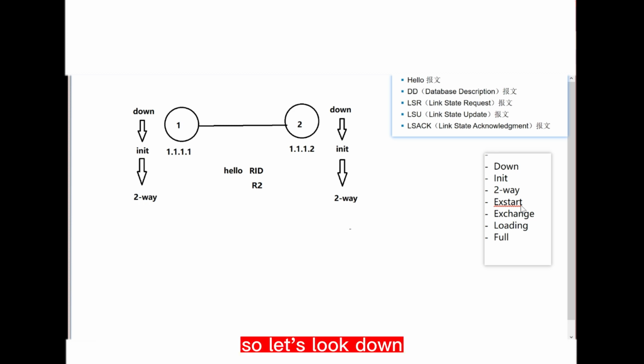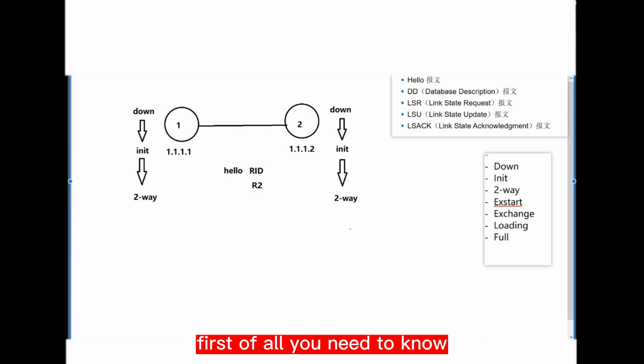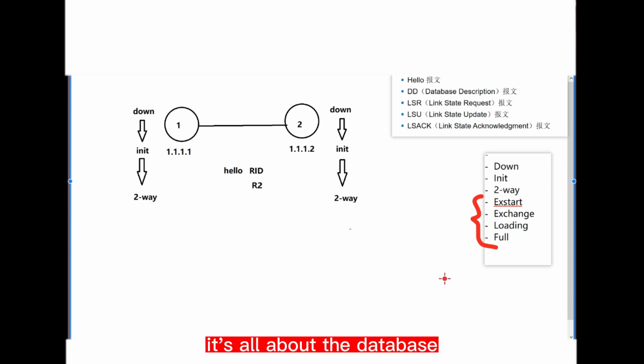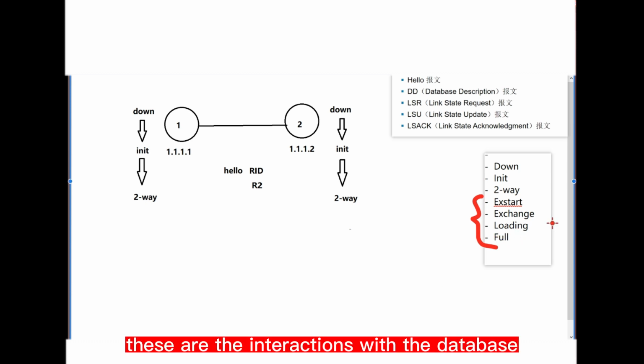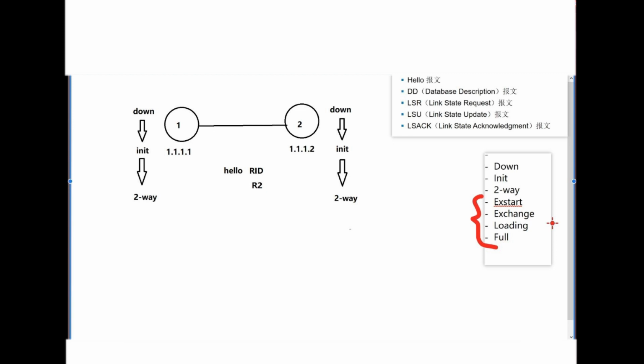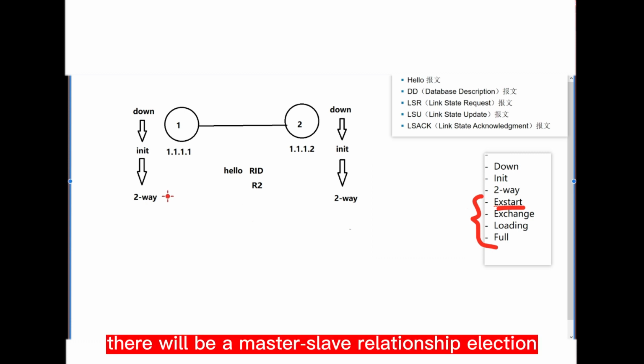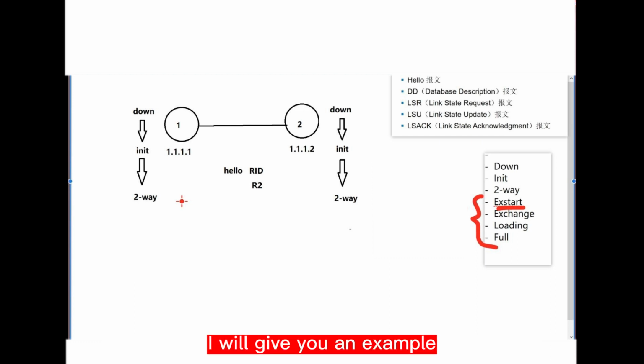So let's look down. The next state is called xstart. First of all, you need to know that the states below this are all about the database. That is, these are the interactions with the database. About the xstart state, you will learn in NP that there will be a master-slave relationship election. So what does the master-slave relationship mean? I will give you an example.